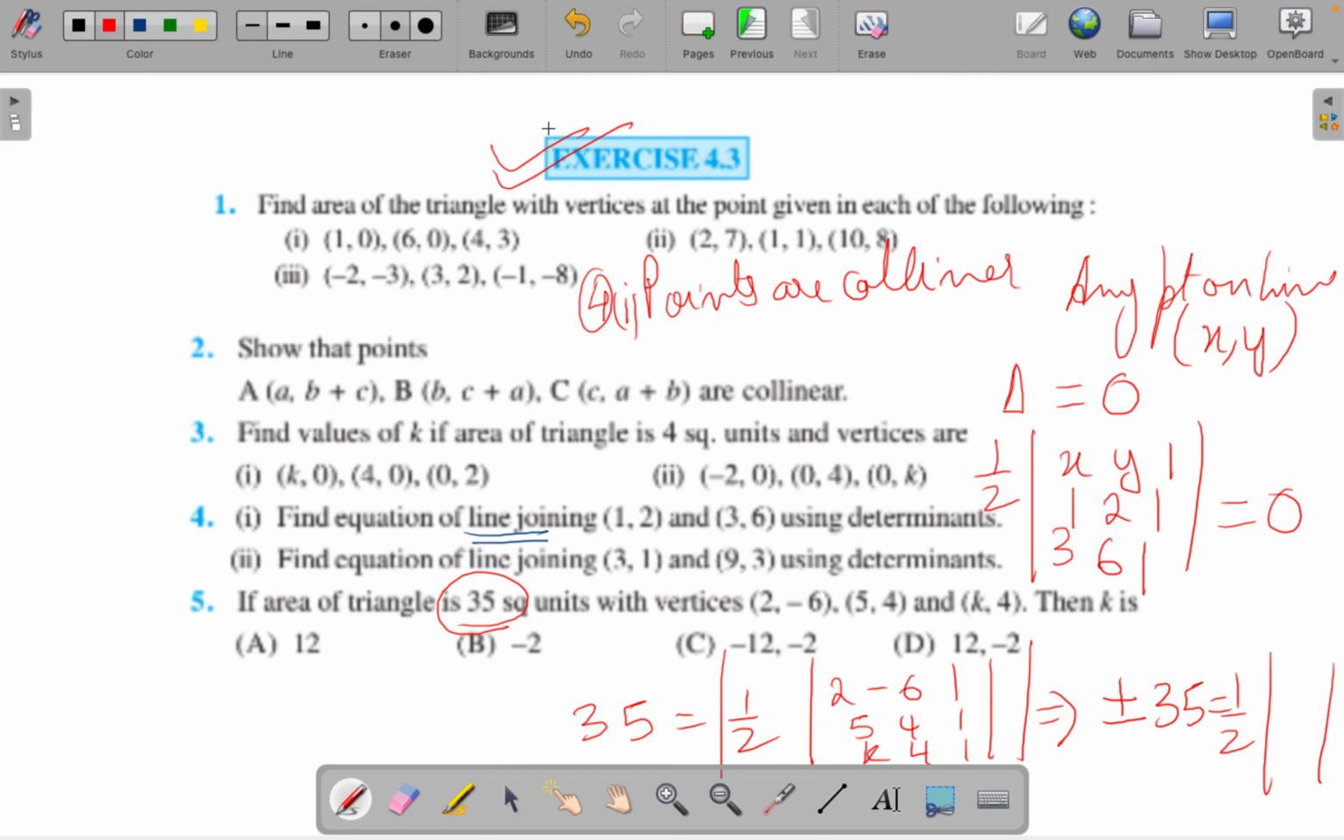All right. 4.2 I have not done right now, since I am not very sure whether it is going to come in your CBSE syllabus 2022-23. If it comes in the curriculum, I'll definitely make a video on it.